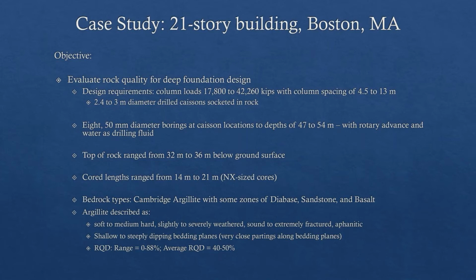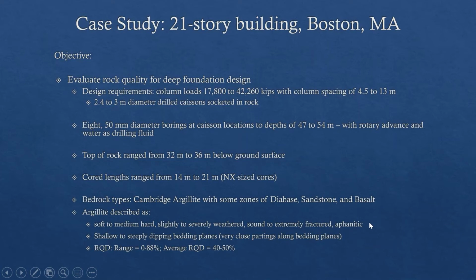So we drilled 8 borings, 15 millimeter diameter, at the caisson locations to a depth of 47 to 54 meters, using rotary advance and water drilling fluid. The core lengths in NX size were 14 to 21 meters. The rock in Boston is a lot of Cambridge argillite, and there are some zones of diabase, sandstone, and basalt. The argillite is a soft to medium rock, slightly to severely weathered, sound to extremely fractured. So you get a really big range in there.